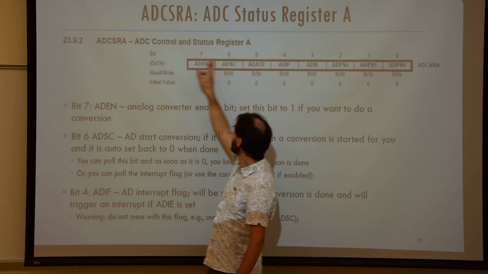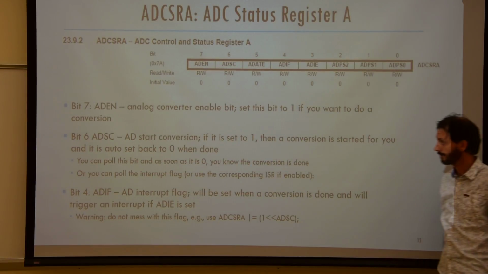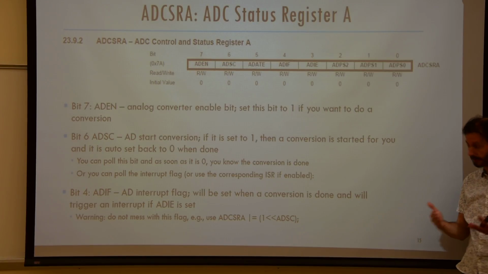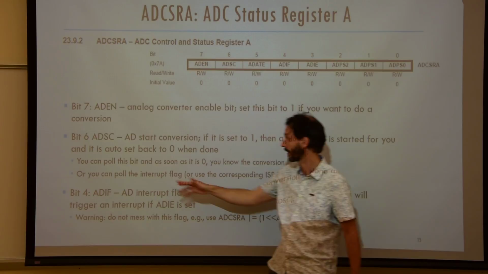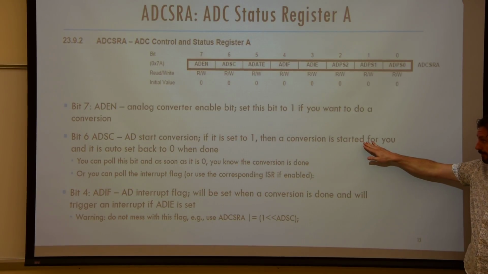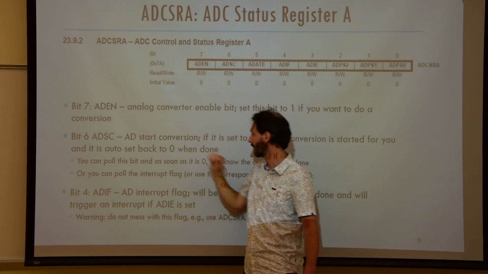Then this next bit, ADSC, you want to start the analog to digital conversion if it is set to 1. So that's what you need to do. If you want to do the conversion, set that to 1. We'll be doing that in our program. And then a conversion is started for you. And once it's done, it's set back to 0.